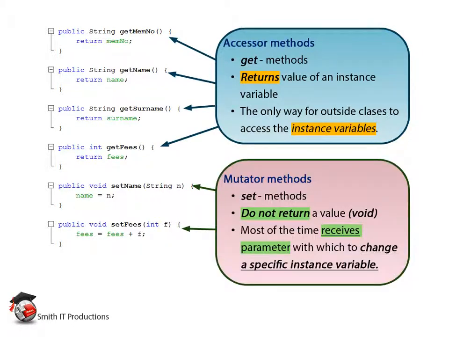What do we know about mutator methods? They all start with the word set. They do not return a value, therefore they have the word void in front of the method. Most of the time they receive a parameter with which to change a specific instance variable, as we can see in the setName and the setFees method.